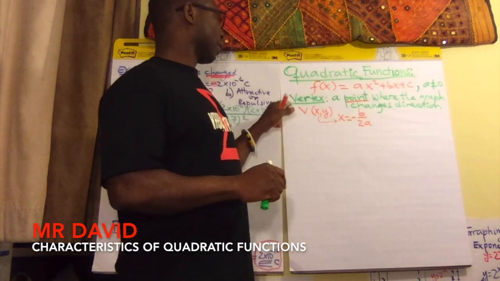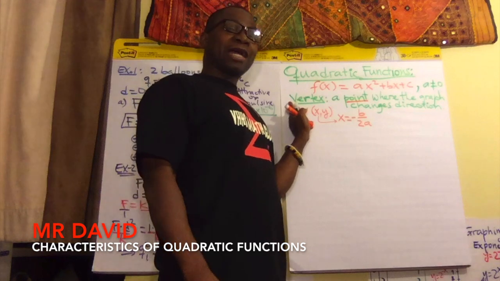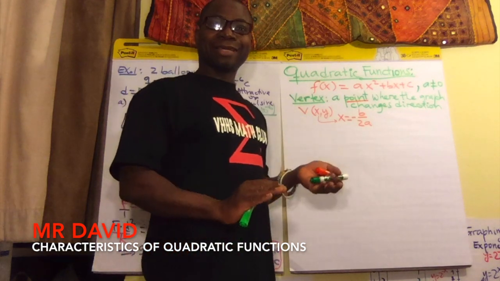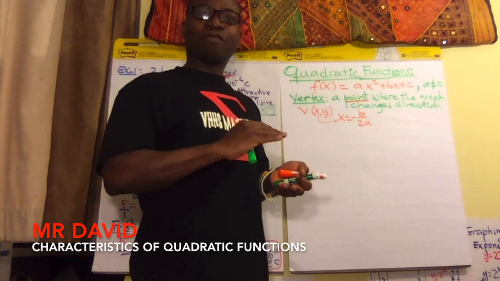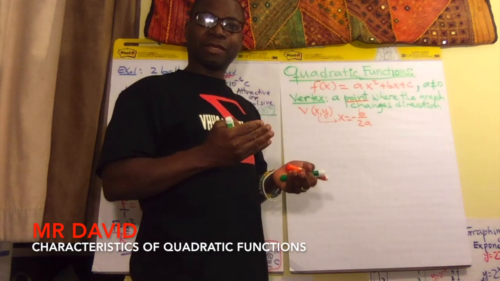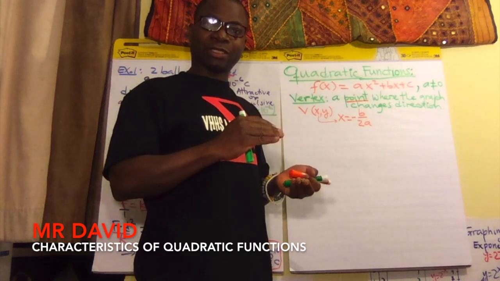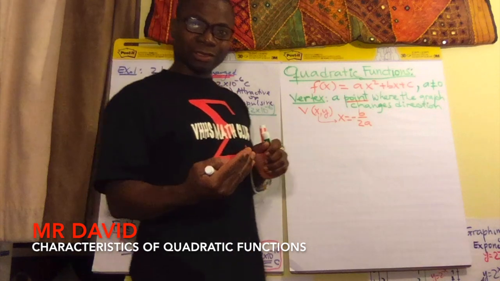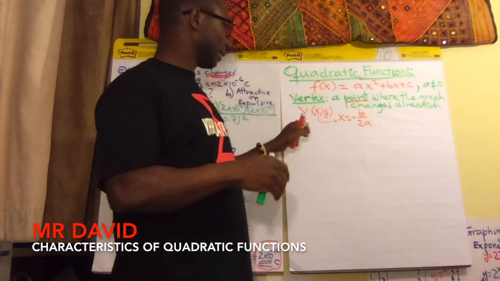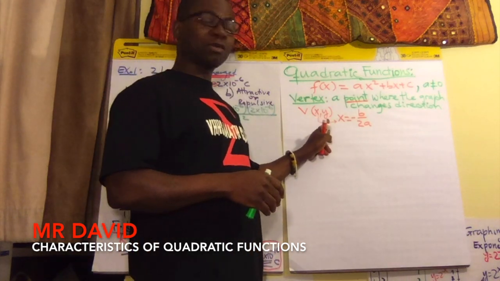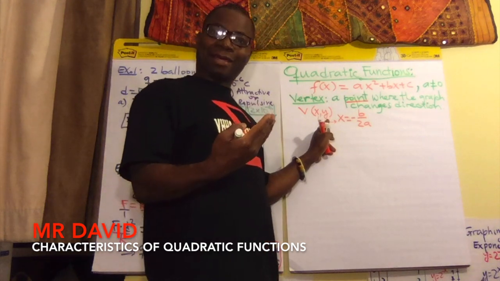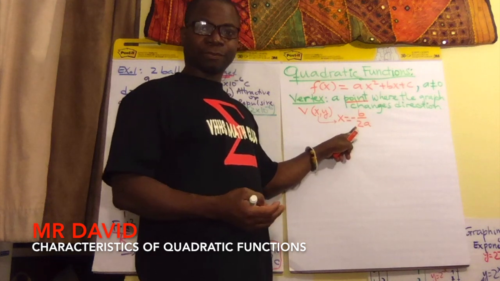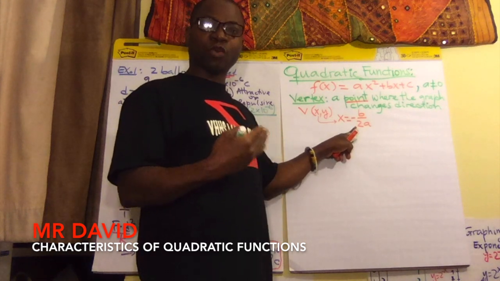Now, one characteristic that is really important is the vertex. The vertex is the point where the function changes direction. That's the vertex point. Because it's a point, it has coordinates x and y. The vertex has an x and a y. And to find the x, we use this formula, x equals negative b over 2a. This is how we find the vertex point.